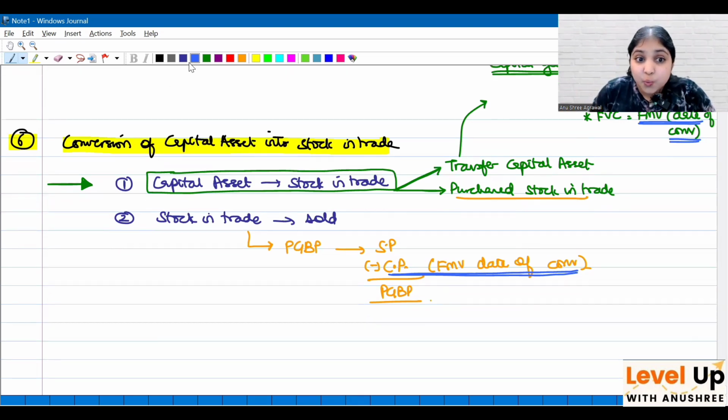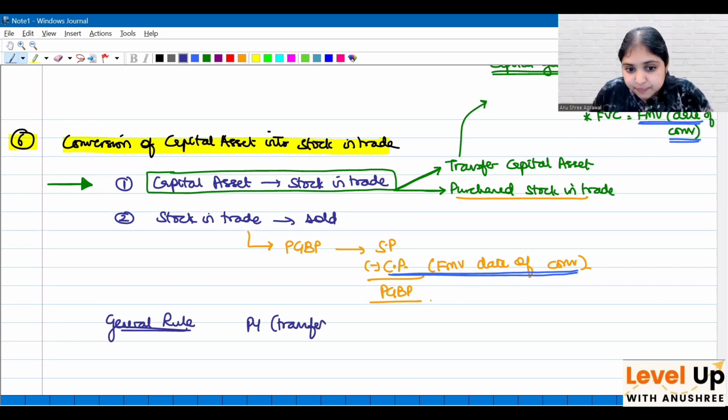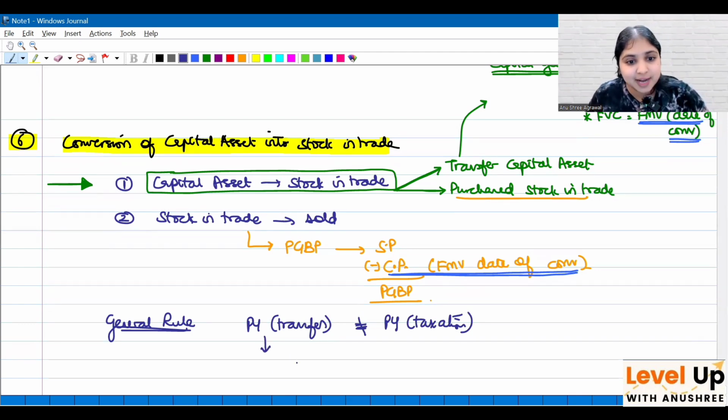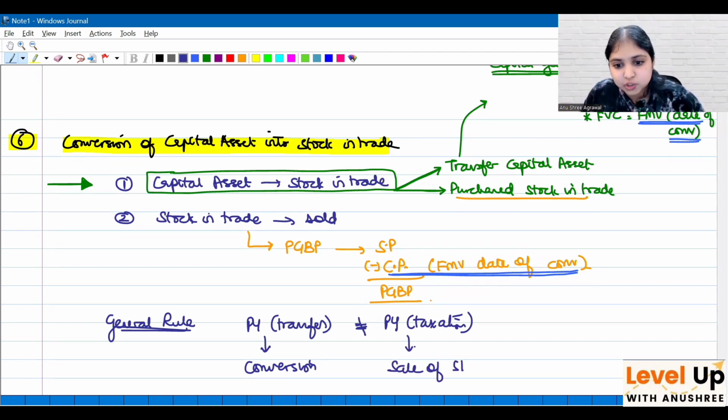Okay, so listen, what is my general rule, guys? My general rule is that whenever the transfer happens, in that year the taxation will happen. But don't you think this is an exceptional case? In this situation, when is transfer happening? Whenever you convert the capital asset into stock in trade, at this stage itself transfer is happening. But am I going to expect you to pay tax now itself? No. When will you pay tax? Only when you sell the stock in trade.